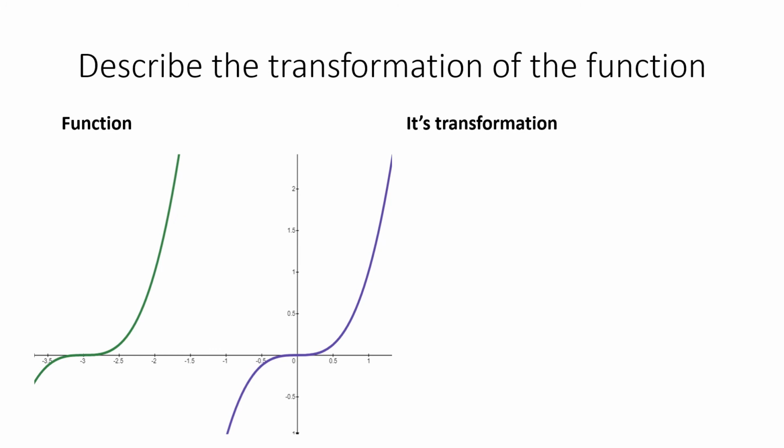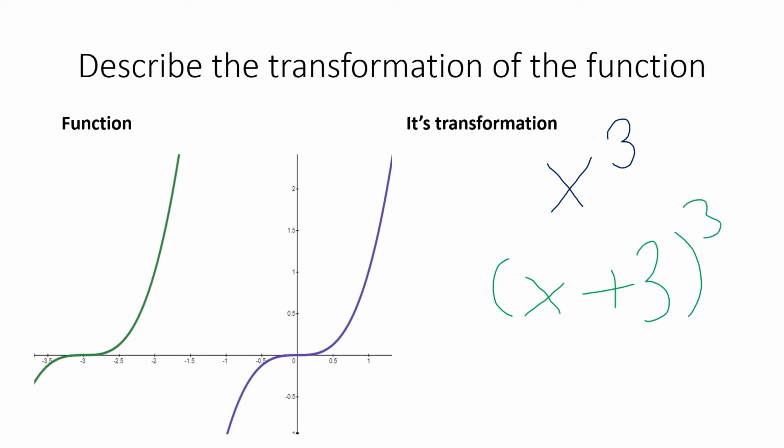Describe this transformation. It moved to the left by 3. Now the question is, how would you write this equation? So this is a cube root function, right? And the purple was the original. And the green is the transformation, so you write it as (x plus 3) cubed. And let me explain a little bit first so you do not get confused with this.